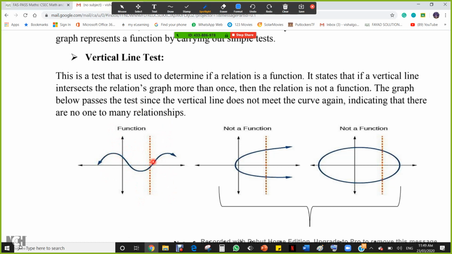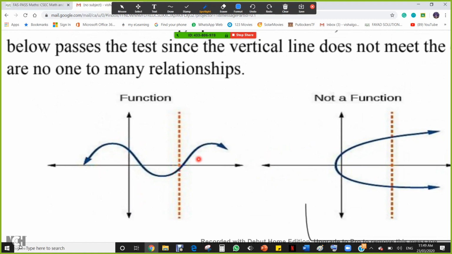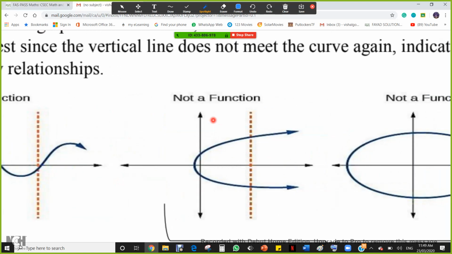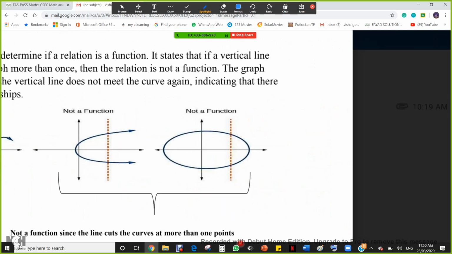The curve is this blue line here, right? This is the curve. Anywhere along here, if you draw a vertical line coming down, it will cut at only 1 point. However, in this case, if you were to draw the line, it will cut at more than 1 point. So this is not a function. This one as well. If you draw it at any point along this curve, it will cut at two or more points. So this is not a function. Yeah?